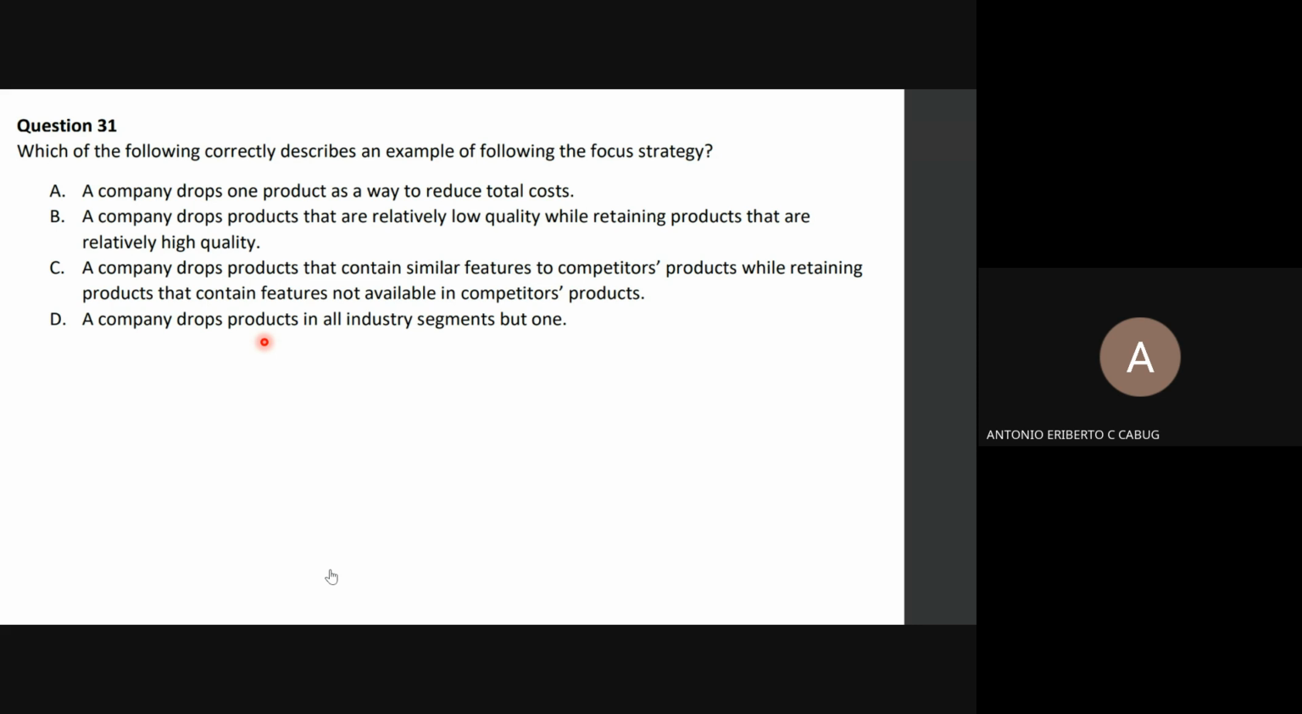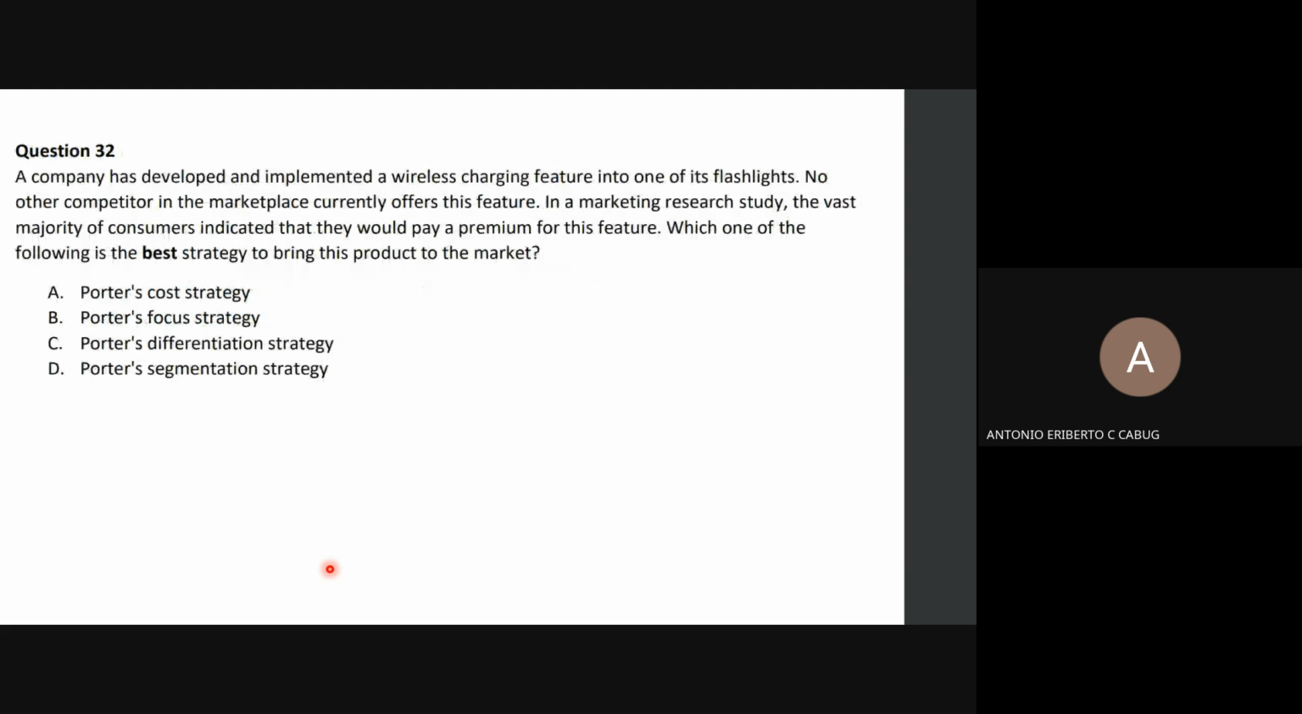Okay. Example of following the focus strategy. The correct answer here is D. A company drops products in all industry segments but one. This is an example of what we call a focus strategy. Now, we only focus our attention on a particular segment that we want to cater to. So that segment will be our priority and we will drop everything else. That is D. What about this one?